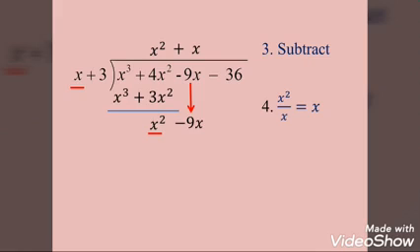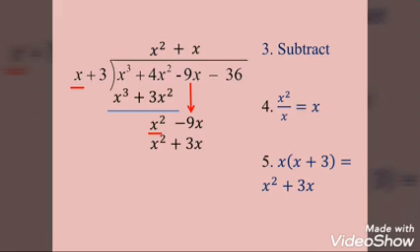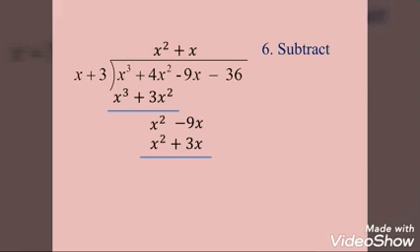Next, we carry out a calculation. We take that value of x and we multiply it by the divisor, and we get x squared plus 3x. We write those two terms under the x squared minus 9x. We then draw a line and subtract. Once again, x squared minus x squared is 0. Negative 9x minus 3x will give negative 12x. We bring down the next term, the negative 36.